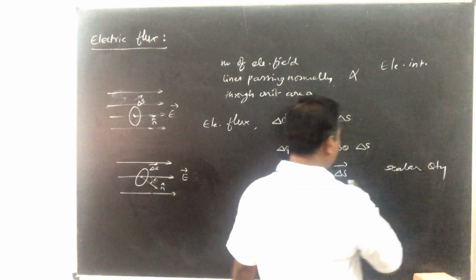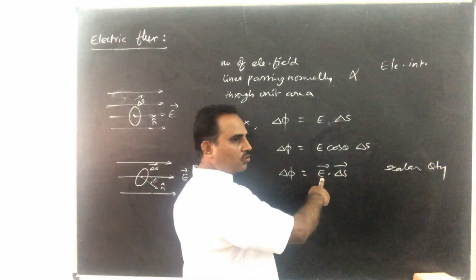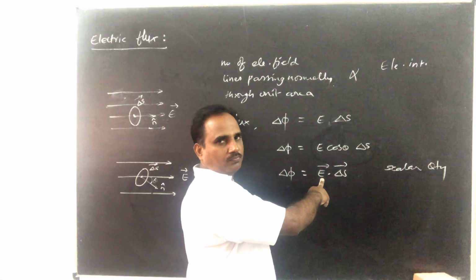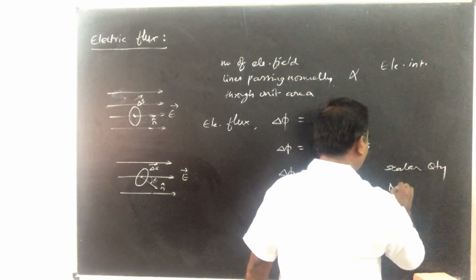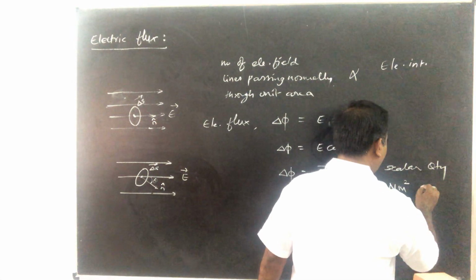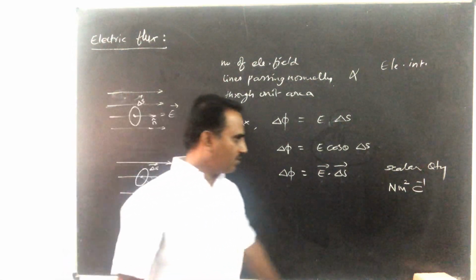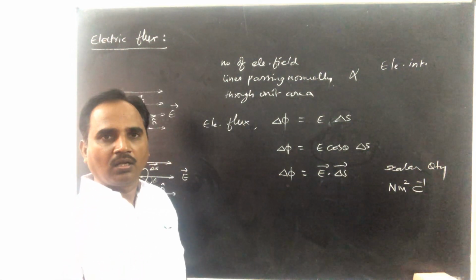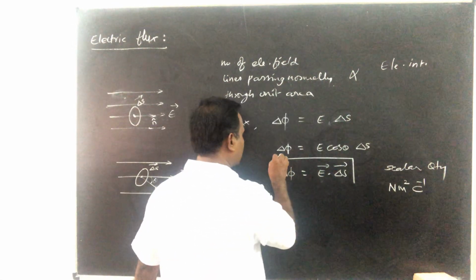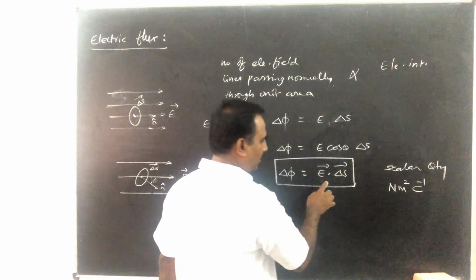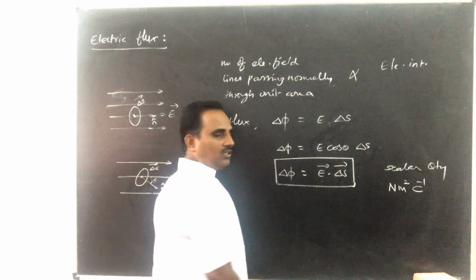And what is the unit of this electric flux? Electric field is nothing but force per unit charge, that is Newton per Coulomb. And this area is meter square. Therefore the unit is Newton meter square per Coulomb. You write the dimensional formula for this. So this is the expression for electric flux through a small element of area dS surrounding a point where the electric field is E.